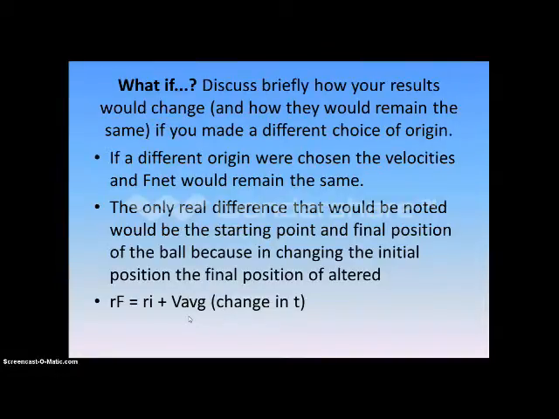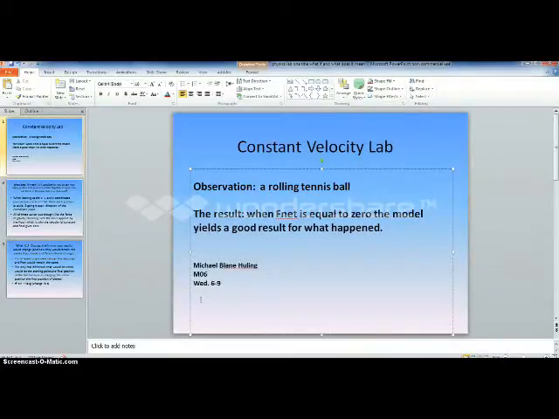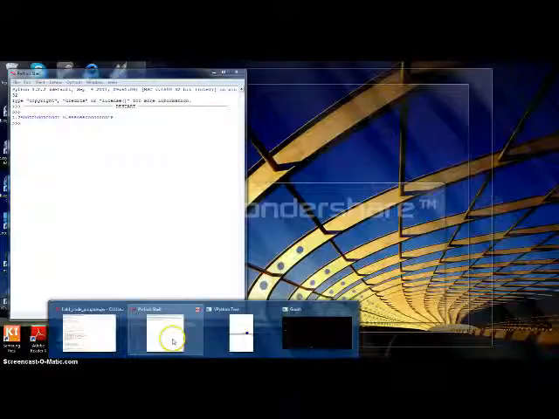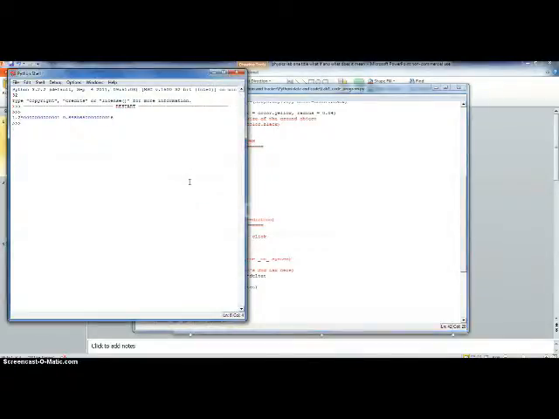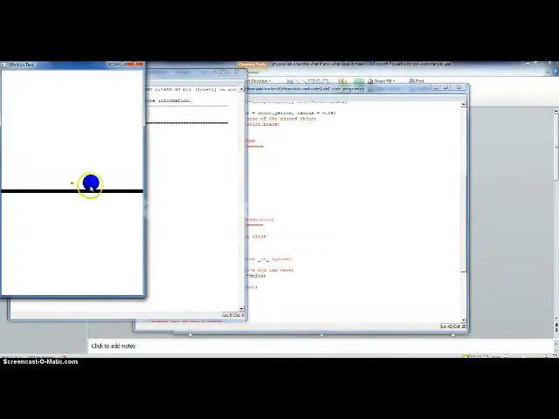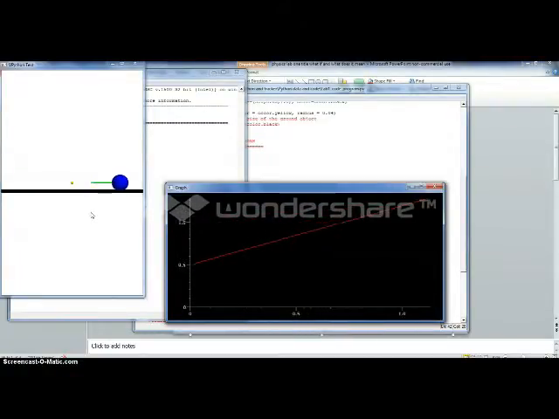The only difference is that your starting point would change and your initial position would change, and your final position would change as a result, because your final position is based on your initial position and your average velocity, which isn't affected by its change in position. We can see this if we go back to Python. If we run the program again, but this time change the initial position to say 0.5, we can see the ball starts off from the origin, but still runs in the same path, just with a different ending point.